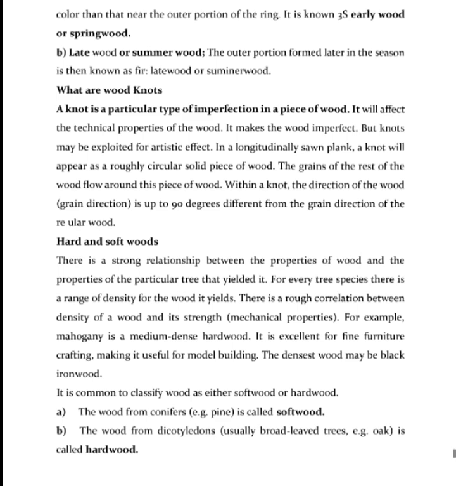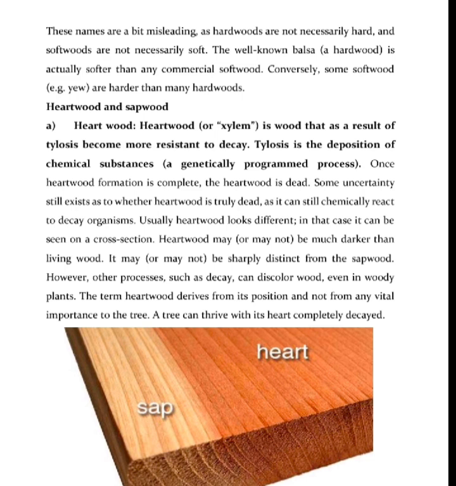It is common to classify wood as either softwood or hardwood. A. The wood from conifers, e.g., pine, is called softwood. B. The wood from dicotyledons, usually broad-leaved trees, e.g., oak, is called hardwood. These names are a bit misleading, as hardwoods are not necessarily hard, and softwoods are not necessarily soft. The well known balsa, a hardwood, is actually softer than any commercial softwood. Conversely, some softwoods, e.g., yew, are harder than many hardwoods.